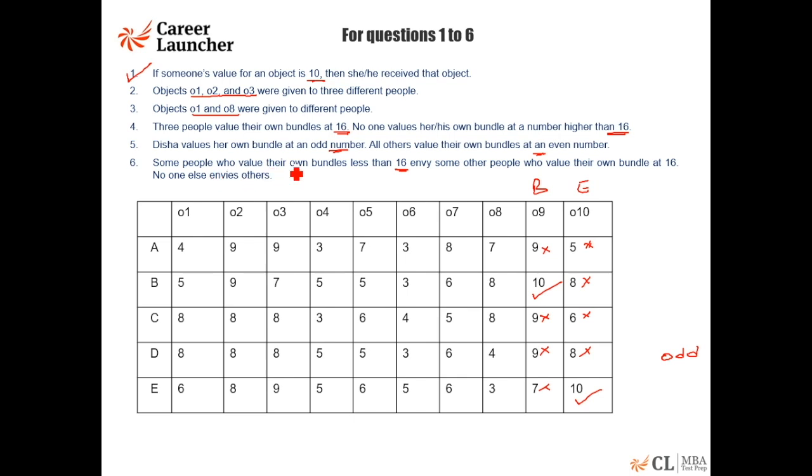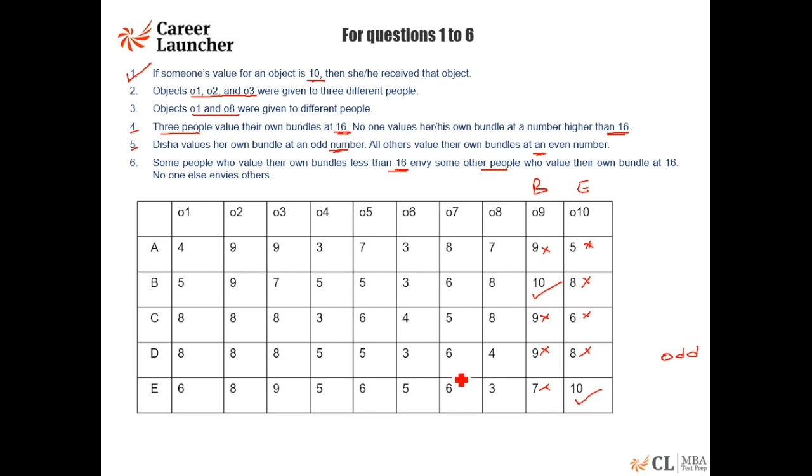Okay, so some people who value their own bundle at less than 16 envy some other people who value their own bundle at 16. No one else envies others. I'll come back to this. But let me look at statement 4 first and 5. Disha is odd, all these remaining 4 have to be even. Out of the remaining 4, 3 people value their bundle at 16.